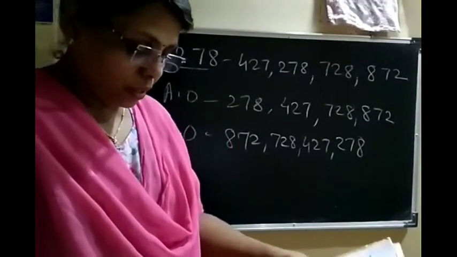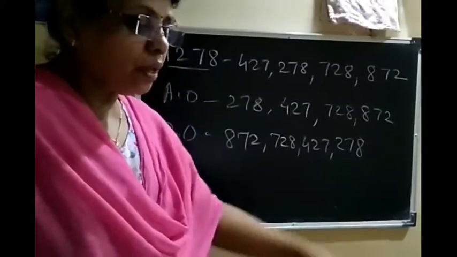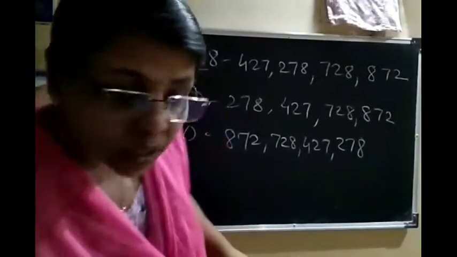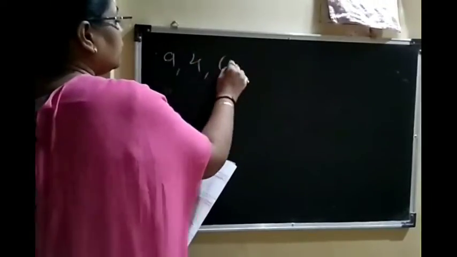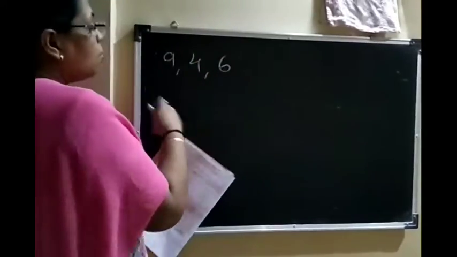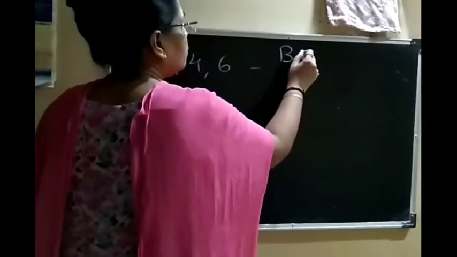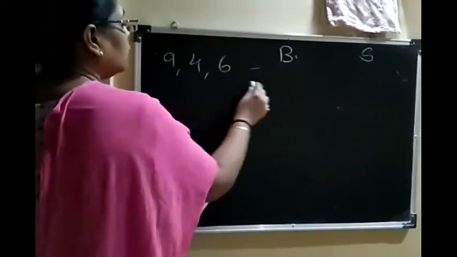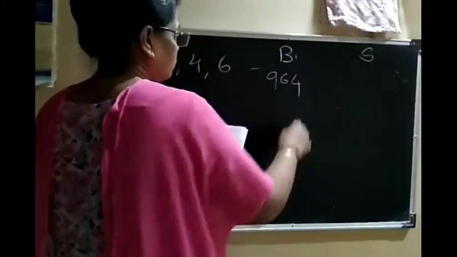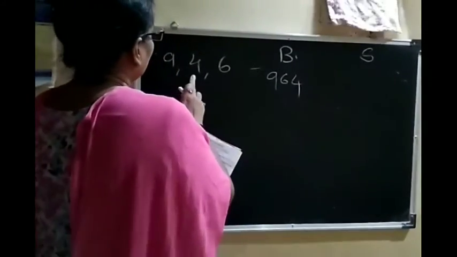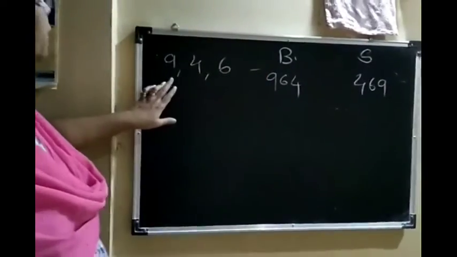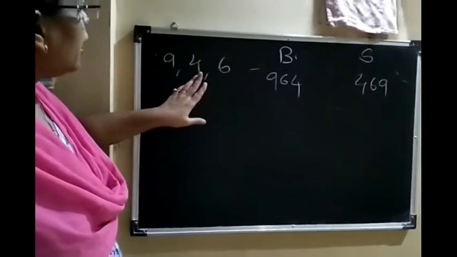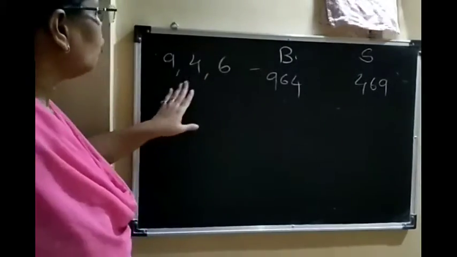Now page number 22, we will see: make the biggest and smallest 3-digit number. It's very easy. The way we have solved the earlier sum, similarly, the numbers given here are 9, 4 and 6. Biggest number we have to make, smallest number. So the biggest is 964 and the smallest is 469.